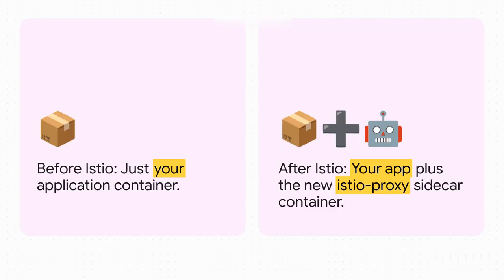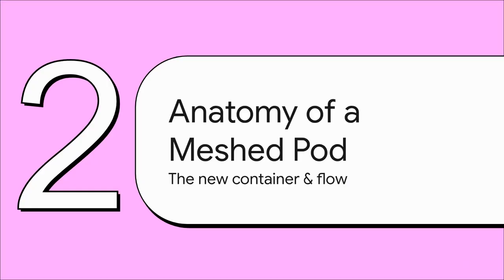And you can see the difference right here. Before, it was just your app container, simple. But after? Well, now your pod isn't a solo act anymore. It's a duo. You've got your application, plus its new best friend, the Istio proxy container. So you might be asking, what's this new container for? What does it do, and how does it mess with my network traffic? Great questions. Let's pull this new pod apart and see what makes it tick.